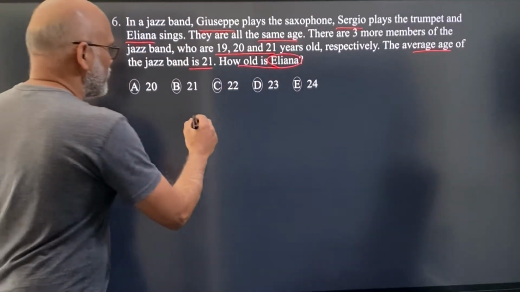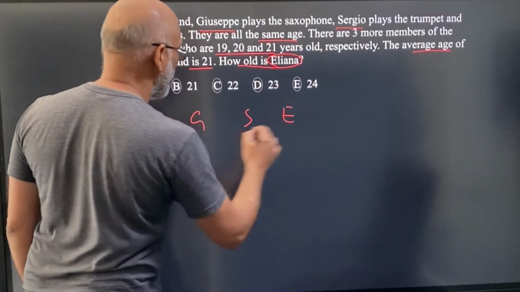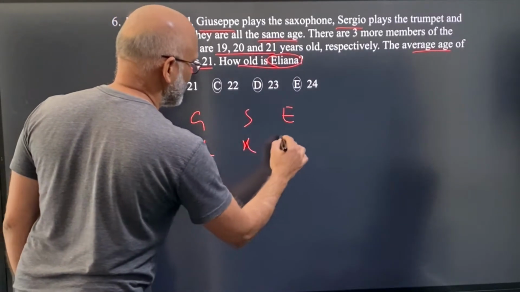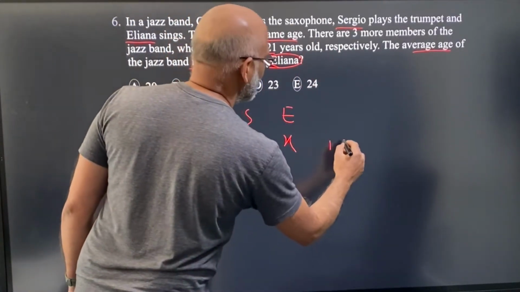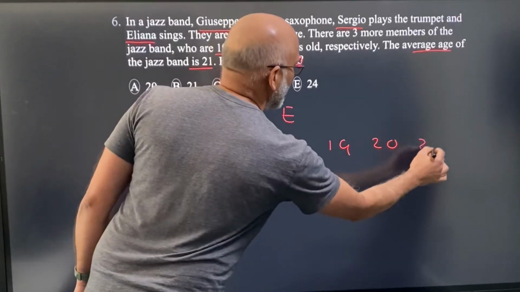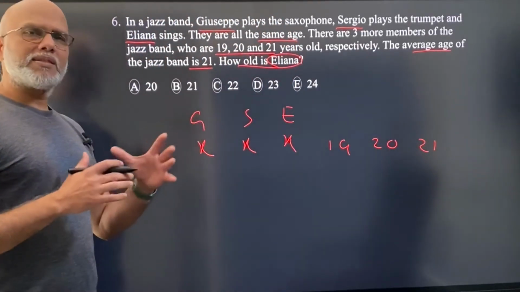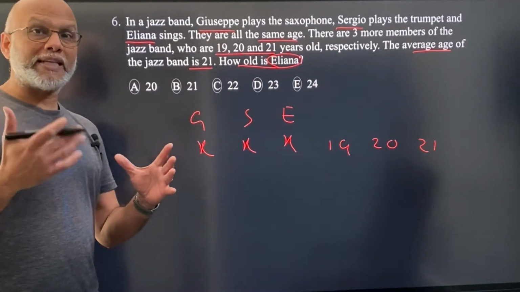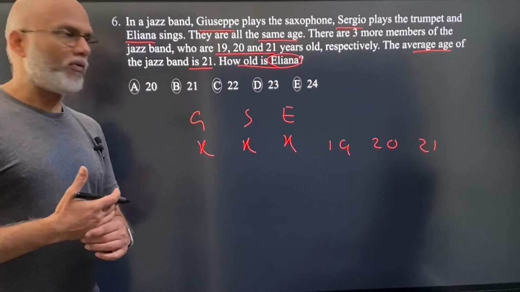Okay, so G, S, and E are all the same age. Let me call it x. And there are three other members who are 19, 20, and 21 years old. Here again, we will use algebra because it makes the problem a lot easier, and at this stage you should practice using algebra more often.